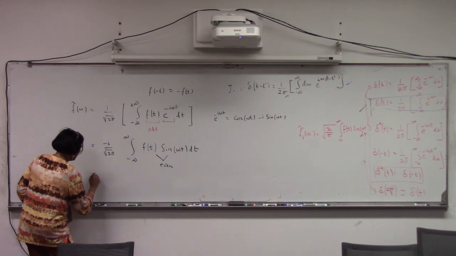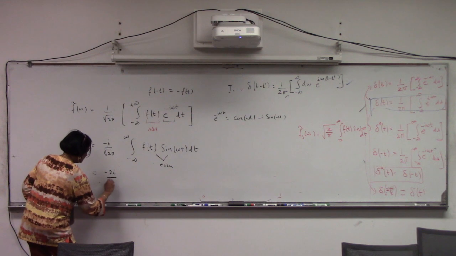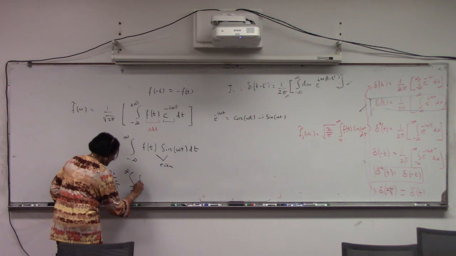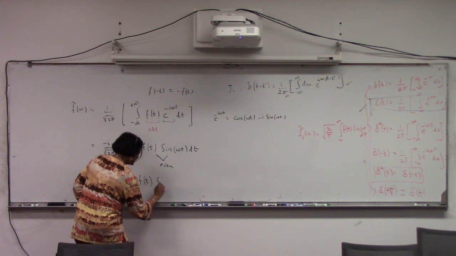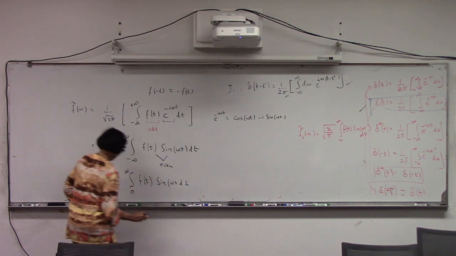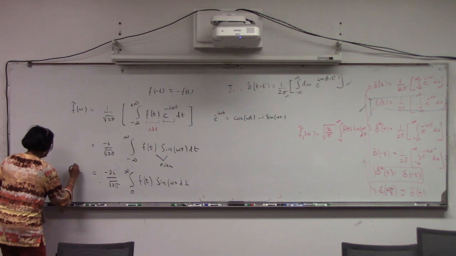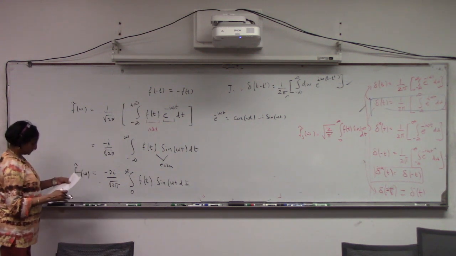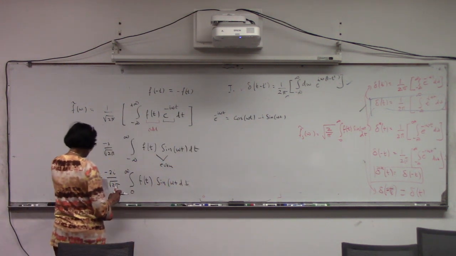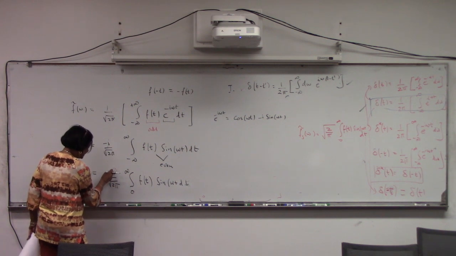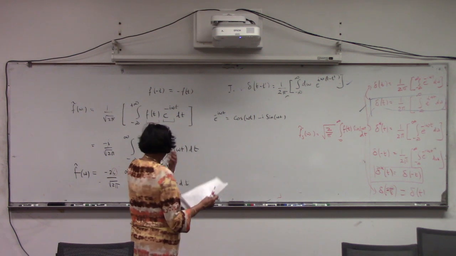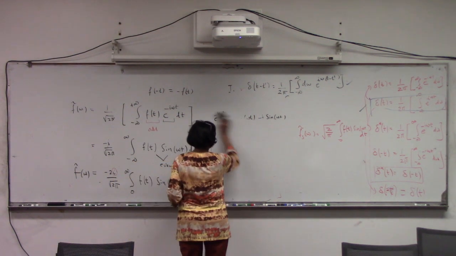So this integral will become minus 2i over square root of 2 pi, and the 0 to infinity is coming because of that, f of t sine of omega t dt. I had to prove that, okay? I have square root of 2 pi, that's fine, but I got the i sitting here, which is not in the definition, so we have to do more tricks. It doesn't stop here.